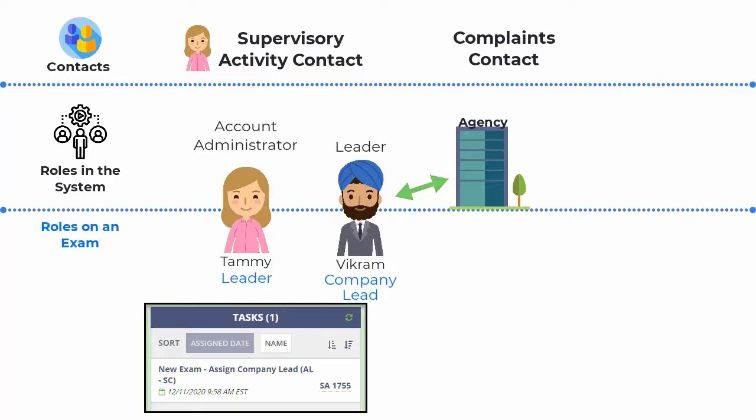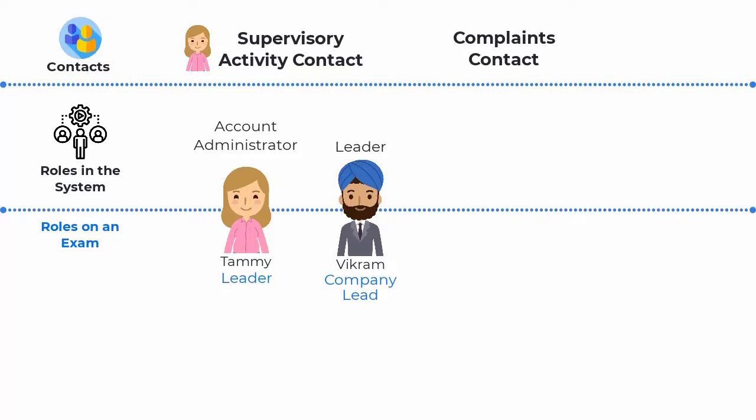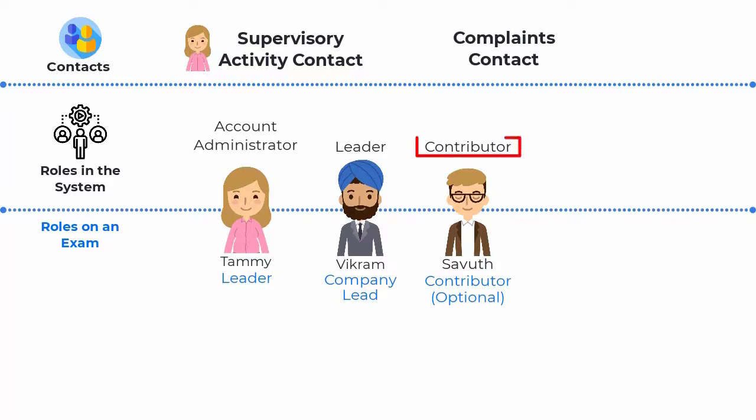Quite often, Vikram needs a second pair of eyes and needs assistance with exams. For this, he relies on Savut, to whom Tammy gave the role of contributor in the system, allowing Vikram to add Savut as the contributor on the exam. In this specific case, the two names of the roles in the system and on the exam happen to be the same. Every now and again, the company My Loans needs external legal assistance.